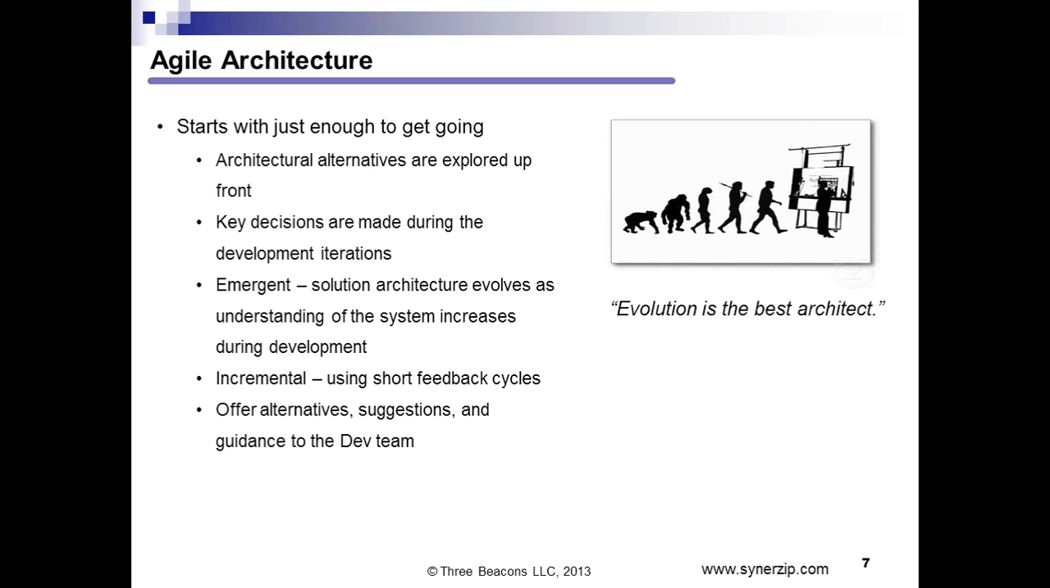So a key point here is that decisions are a result of development, not so much someone's previous experiences or speculation. The architecture in Agile is emergent. It evolves over time as we learn more and more about the system. It's also incremental. We build on it as we do our iterations. And again, Agile architecture would also provide guidance to the development team. Not so much enforcement, but listening, learning, and reacting.